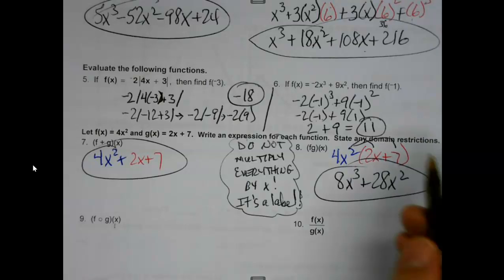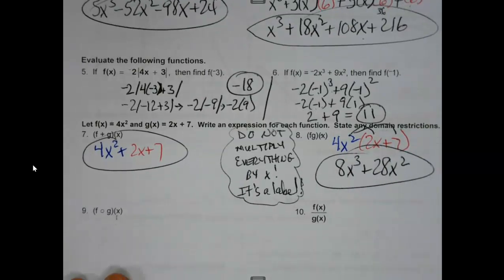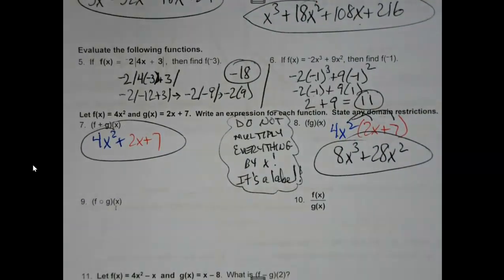We're good. Notice I have not talked about domain restrictions yet, because remember, the only thing we're looking for is if we have radicals, fractional exponents, or fractions, in particular where we have a denominator. Haven't seen any of those yet, so I haven't had to worry about it.